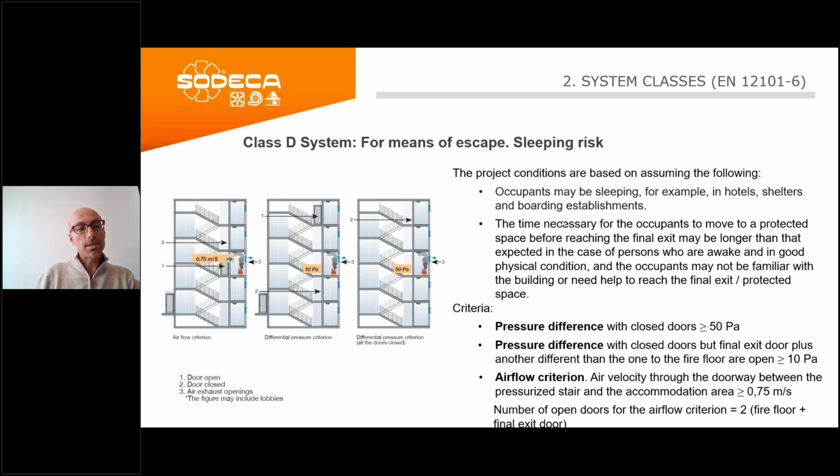In some countries, class D is enough because they say that the stairwell is only meant for means of escape. So if the system is only meant for means of escape, the class D system would work perfectly well. But in other countries, there is the requirement that the system also has to be for firefighting. So then a class B system would suit better.